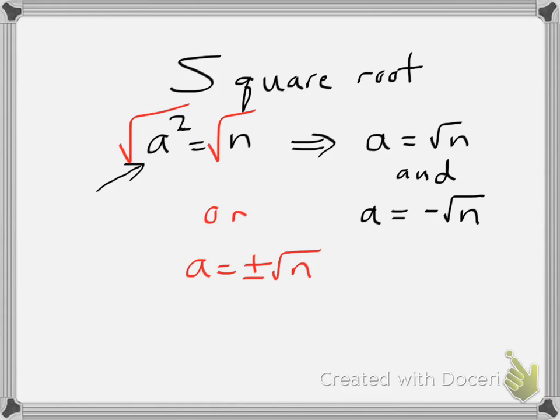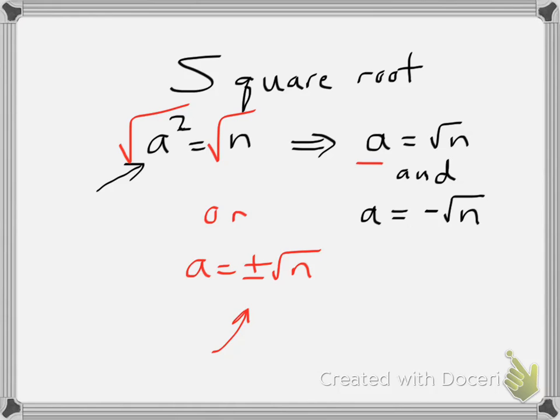The square root of a squared gives me a. The square root of n is the square root of n as some value. And we can also say that a is equal to the opposite, or the negative, square root of n. Now that's not to say the square root of negative n, but as you can see the negative is on the outside of the radical. Or a shorthand way of writing it is a equals plus or minus the square root of n.